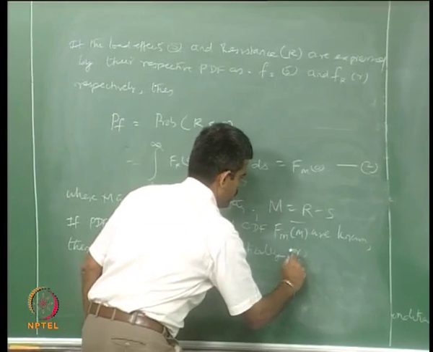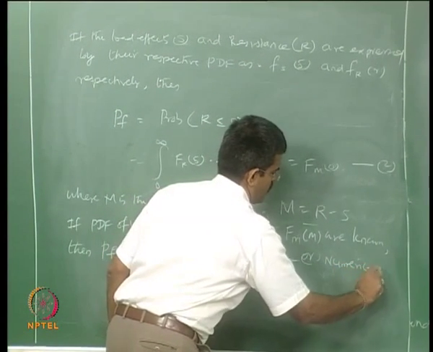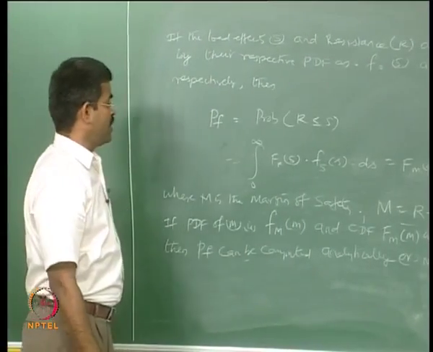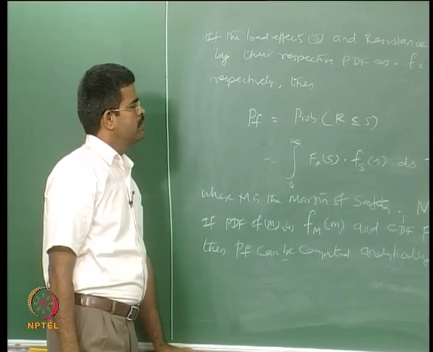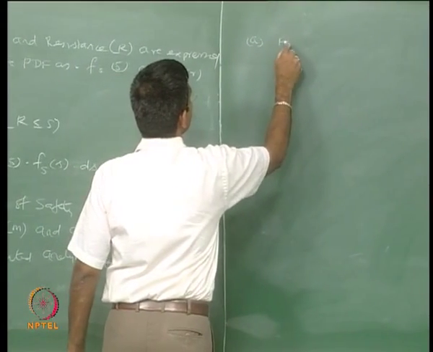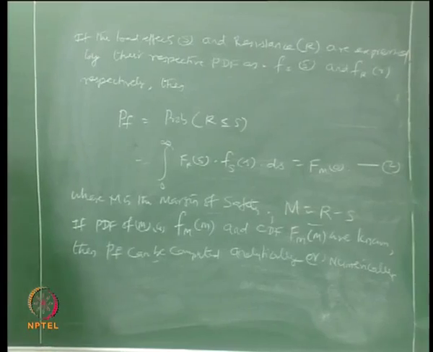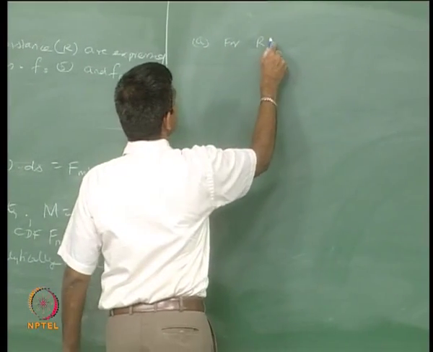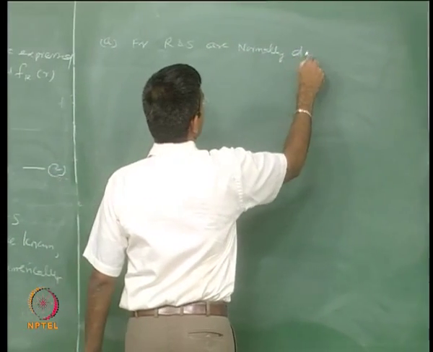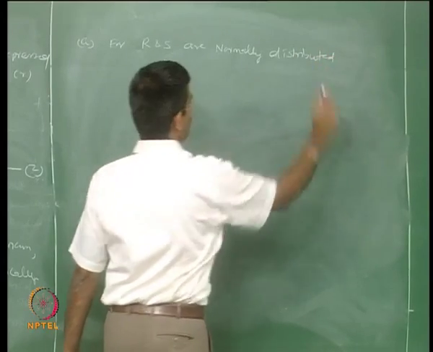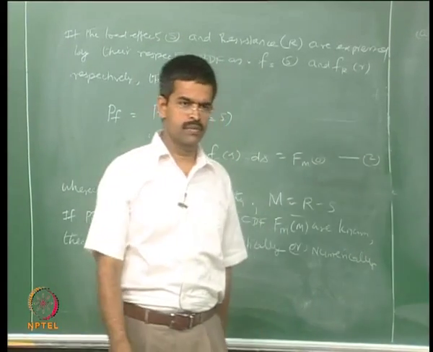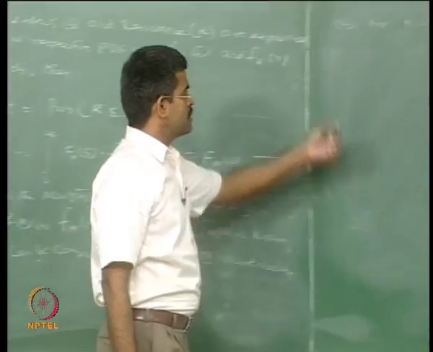Or of course numerically. Let us look at some analytical expressions for estimating the probability of failure. If R and S are normally distributed, R is the resistance of the material, which is a statistical property. It varies. S is the load effects.